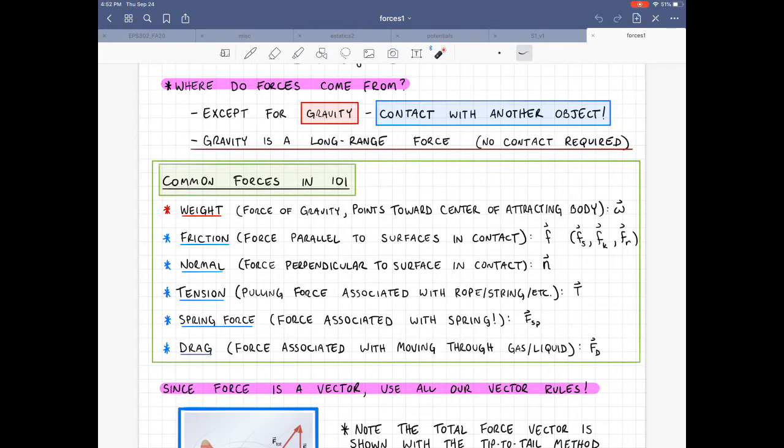And then our last common force that we'll see, although there might be a few others occasionally, is the drag force or air resistance. This is the force associated with an object moving through a fluid, so a gas or a liquid. And there's no special notation for that, so maybe just F sub d for our drag force.